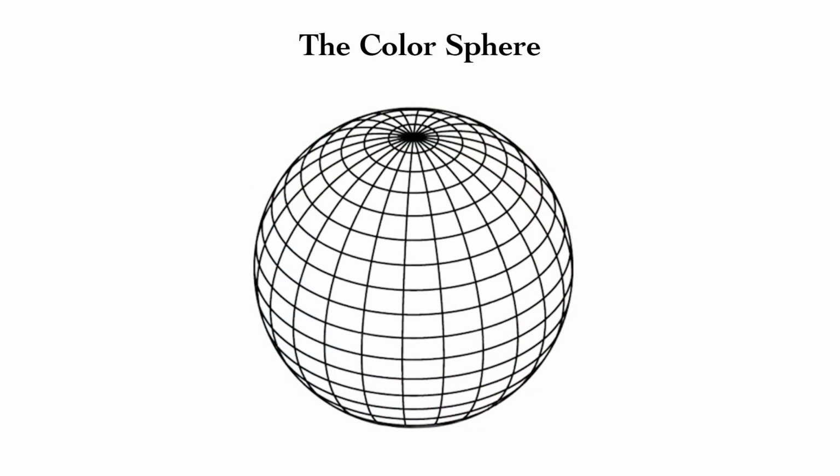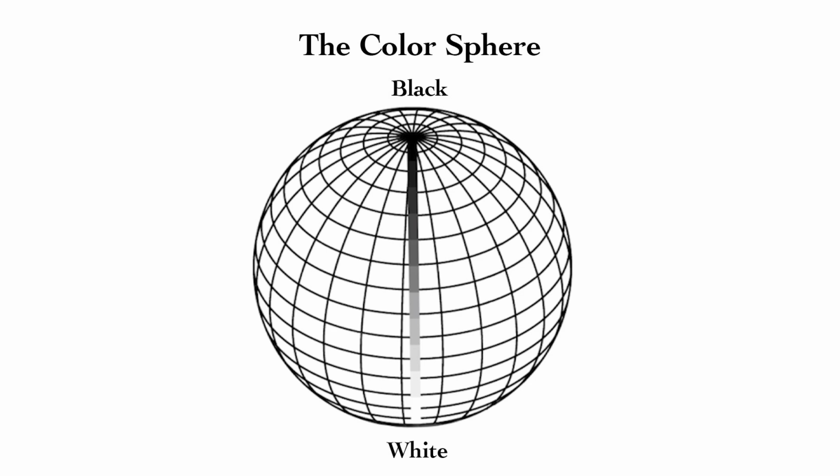Now, to get a fuller understanding of the three properties of color and their potential uses, I want us to consider the concept of a color sphere. In this model, the darker colors will be located toward the top and the lighter colors towards the bottom. The North Pole is black, the South Pole is white, the core is gray, and so on.